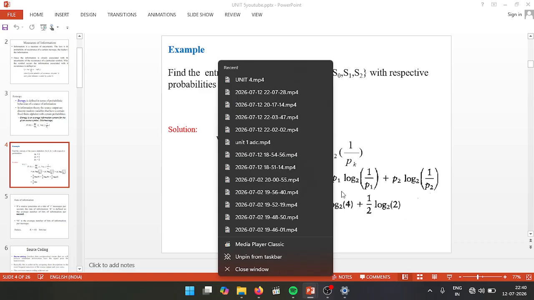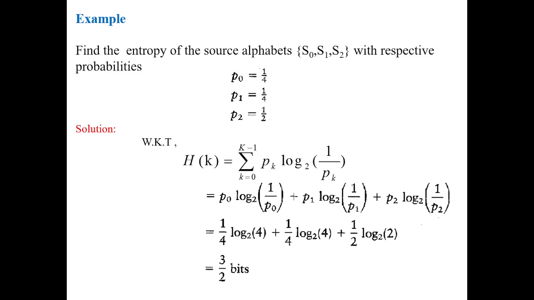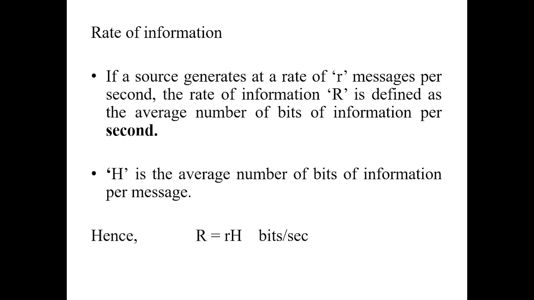So in this problem, H is equal to the summation of k equal to 0 to k minus 1 of pk log base 2 of 1 by pk. Substituting the probabilities of occurrence 1 by 4, 1 by 4, 1 by 2, we get the entropy as 3 by 2 bits.